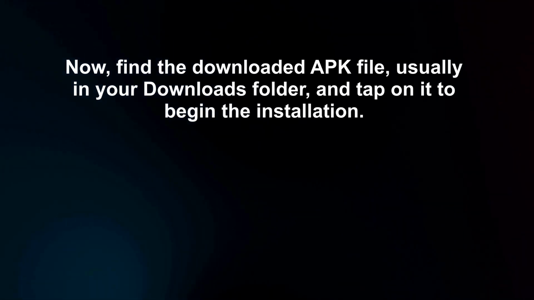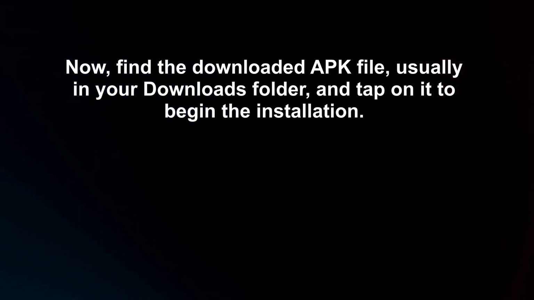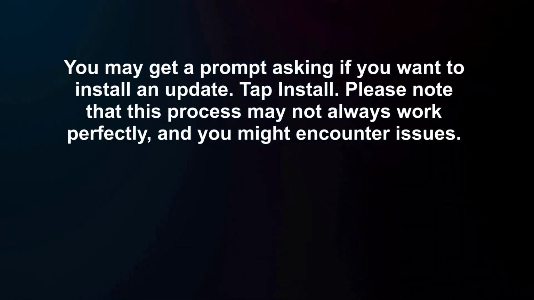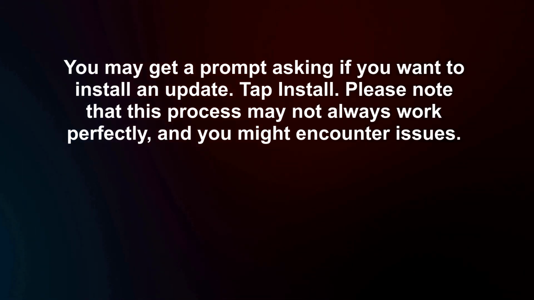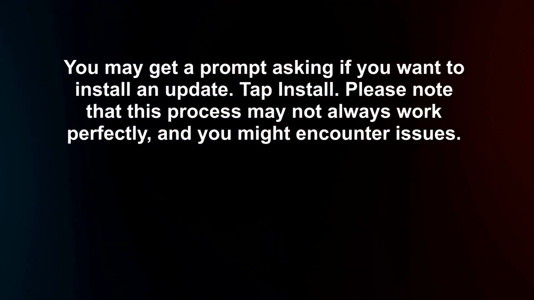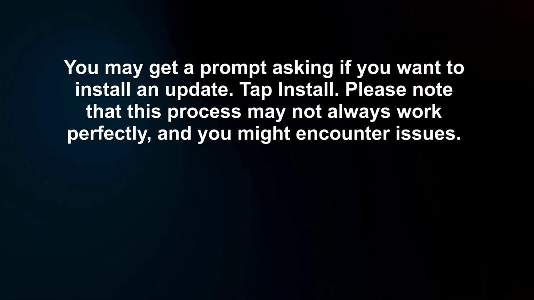Now, find the downloaded APK file, usually in your Downloads folder, and tap on it to begin the installation. You may get a prompt asking if you want to install an update. Tap Install. Please note that this process may not always work perfectly, and you might encounter issues.